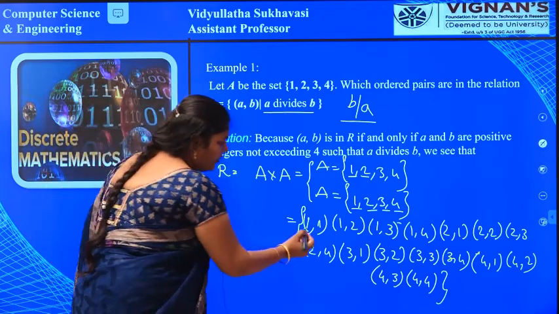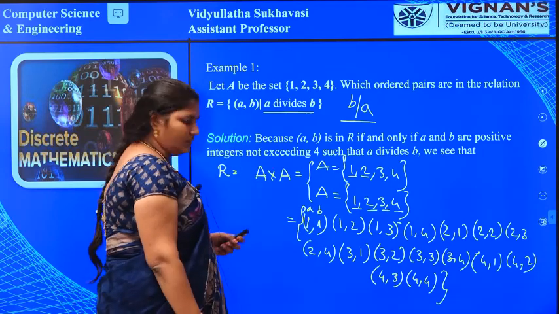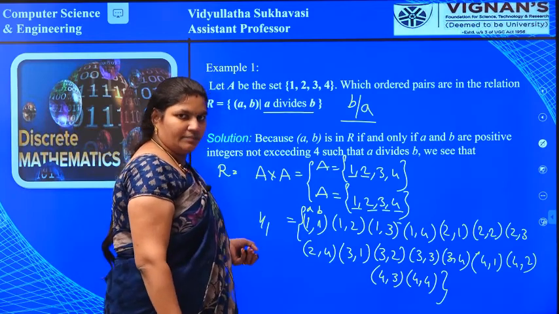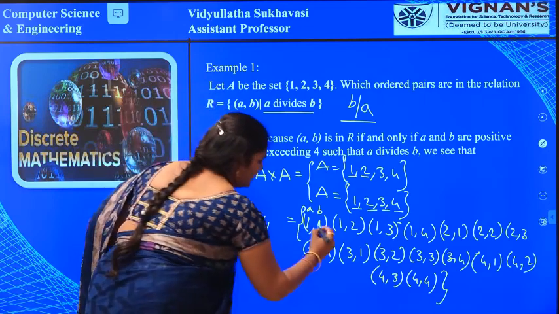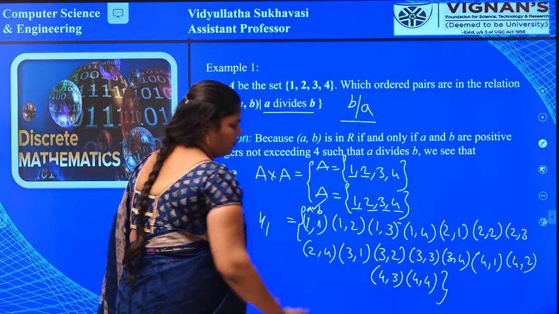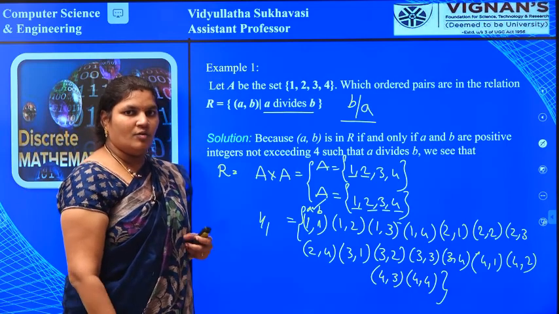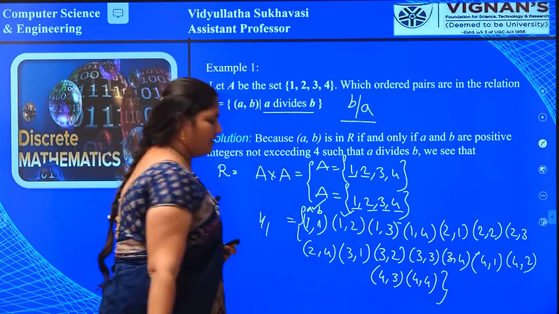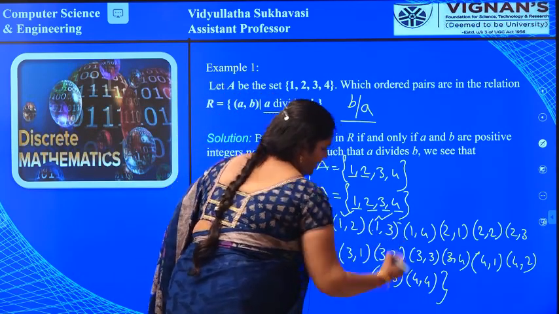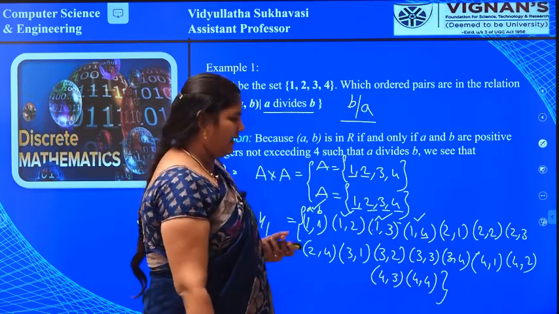Now check 1 comma 1. This is the element A and this is the element B. Here 1 by 1, that is 1 divides 1, so the condition is satisfied, and this ordered pair exists in the relation R. Now 1 comma 2, that is 2 by 1, so 2 is divisible by 1 and this ordered pair exists. Next 1 comma 3, 3 divided by 1, so this exists. Next 1 comma 4 will exist since B by A, that is 4 by 1, is divisible.